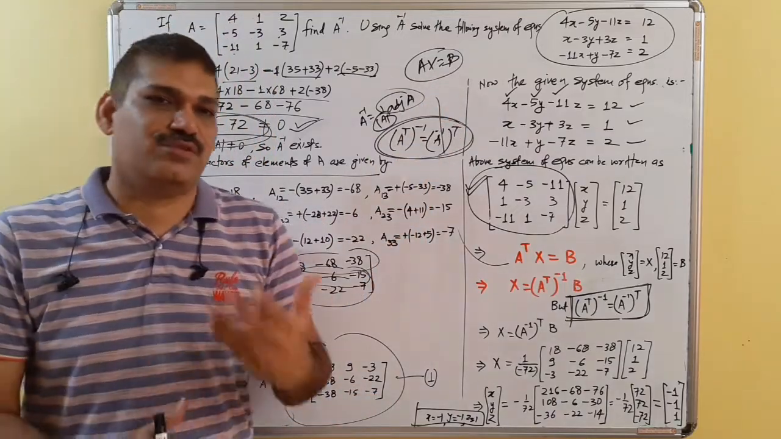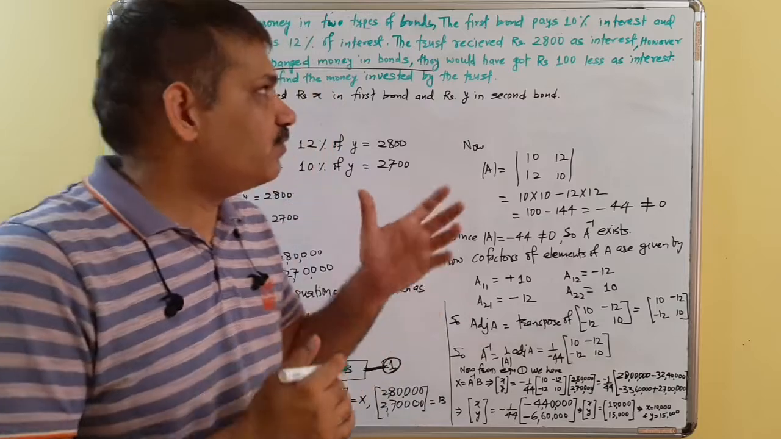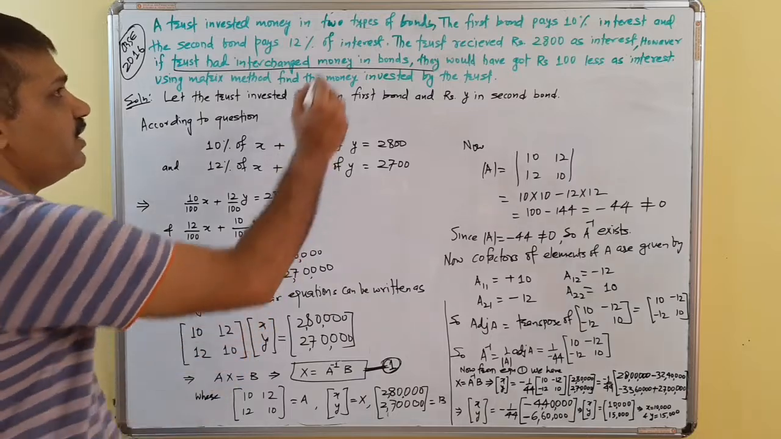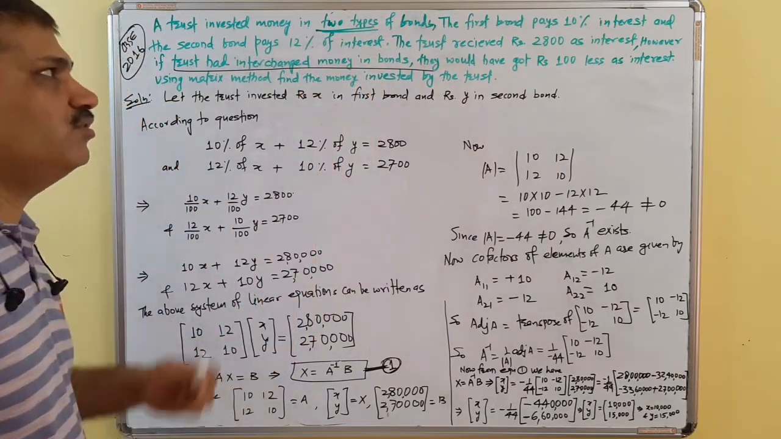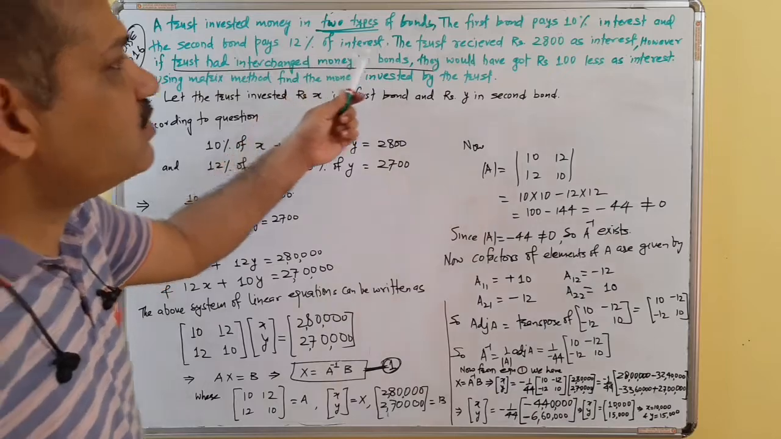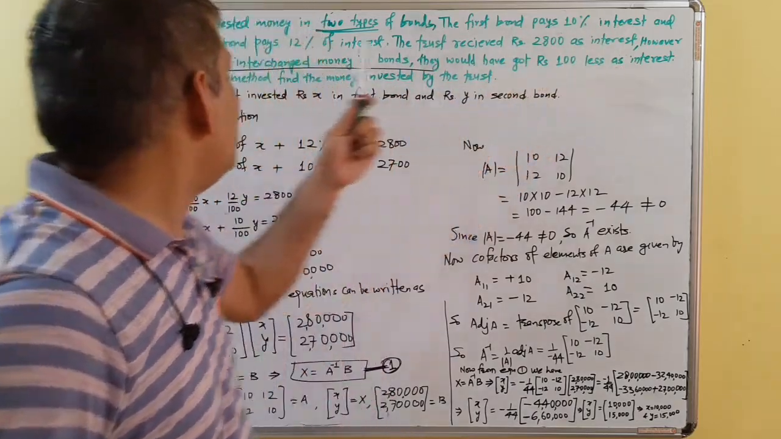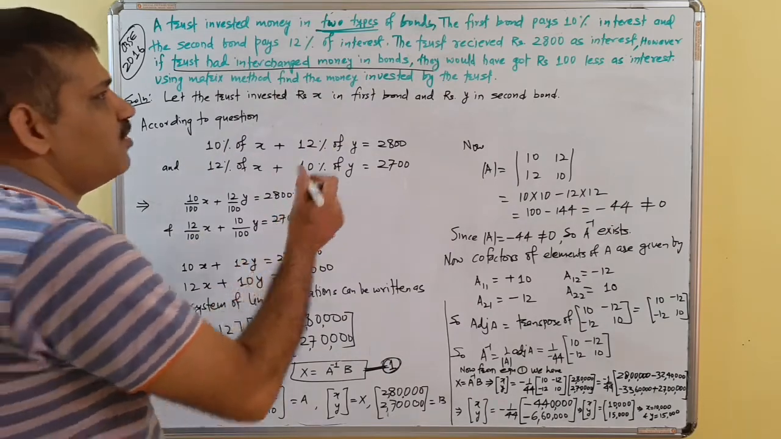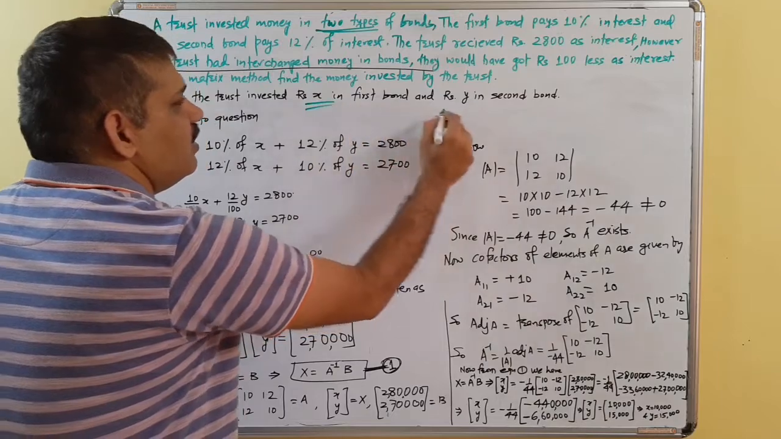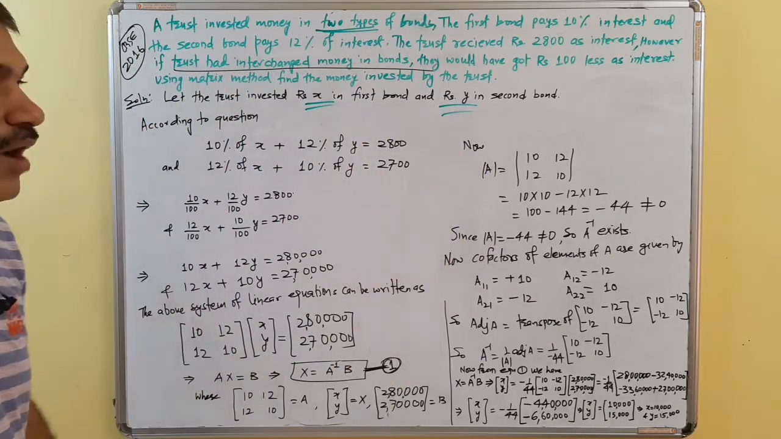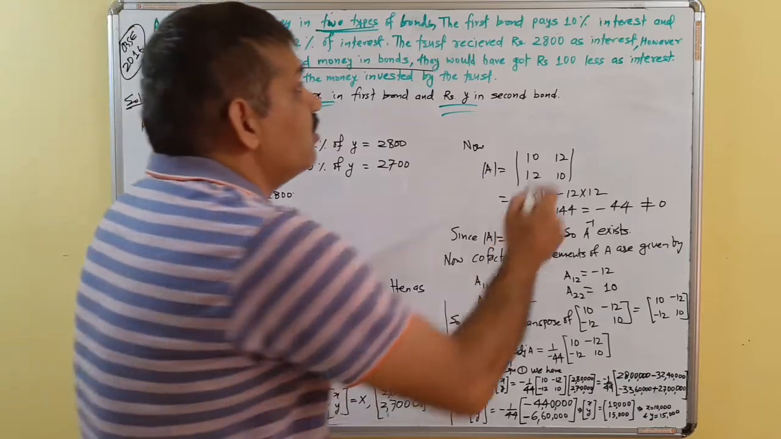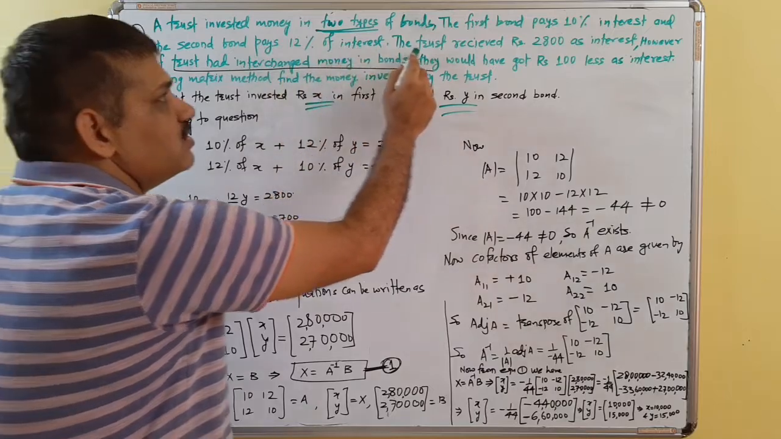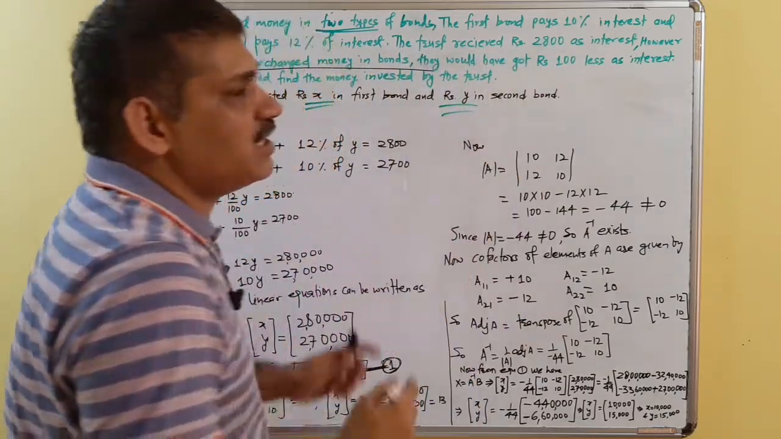Let's take now one more question. Here we have taken a word problem from CBSE 2016 question paper. A trust invested money in two types of bonds. So we will be having two variables. The first bond pays 10% interest and the second bond pays 12% of interest. Let the money invested in first type of bond be rupees X and in the second type of bond be rupees Y. So according to the question, the first bond pays 10% and the second bond pays 12% of interest. The trust received rupees 2800 as interest.